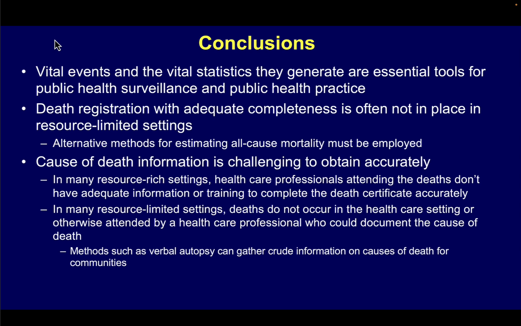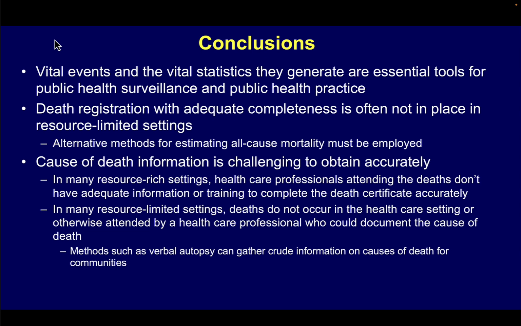So in conclusion, vital registration and the statistics that they generate are really essential tools for public health surveillance and public health practice. Death registration with adequate completeness is often not in place in many resource-limited settings, and in those situations you need alternative data sources and methods for estimating all-cause mortality. Cause of death information is also challenging to obtain accurately, even in resource-rich settings. And in many resource-rich settings, healthcare professionals that attend to the deaths often don't have adequate information or training to complete the death certificate accurately.